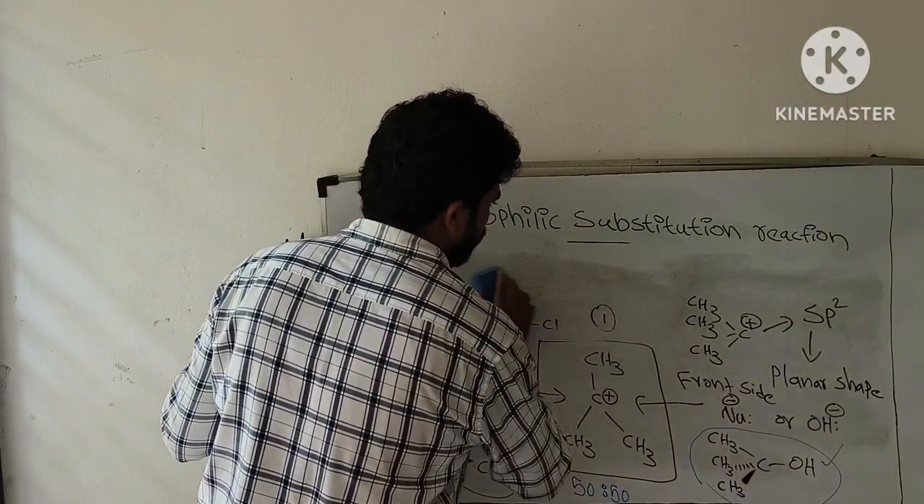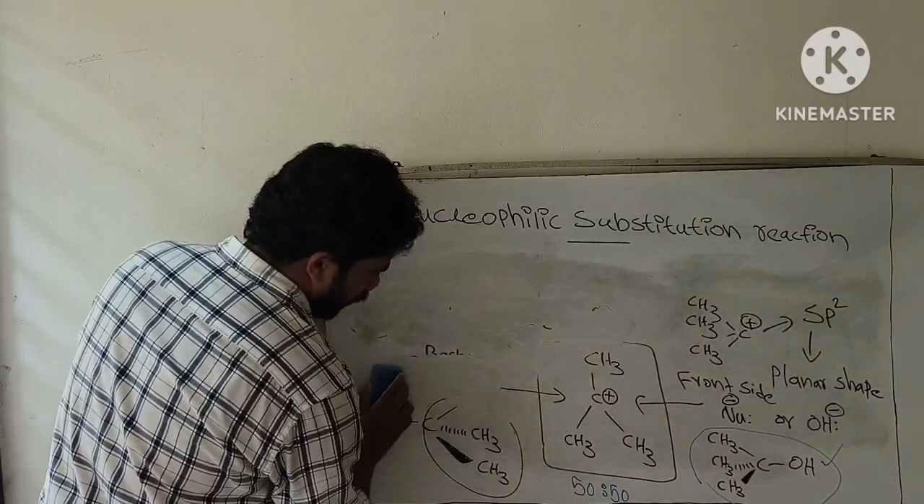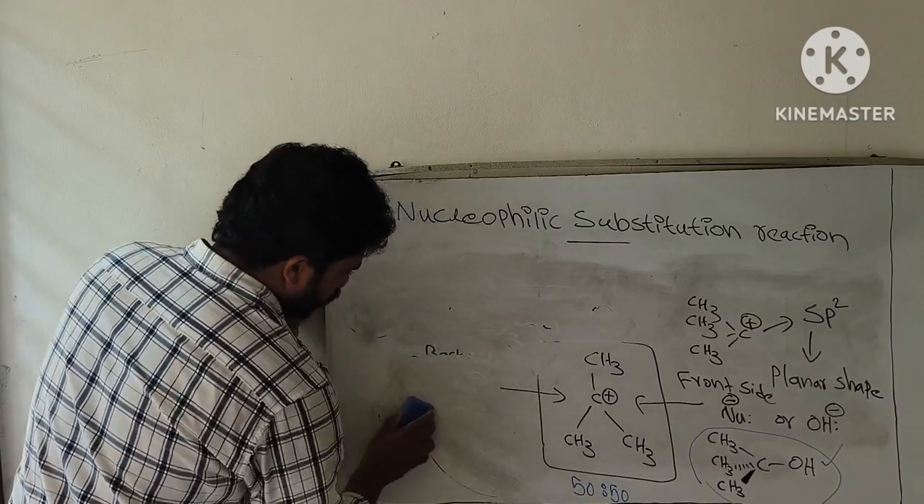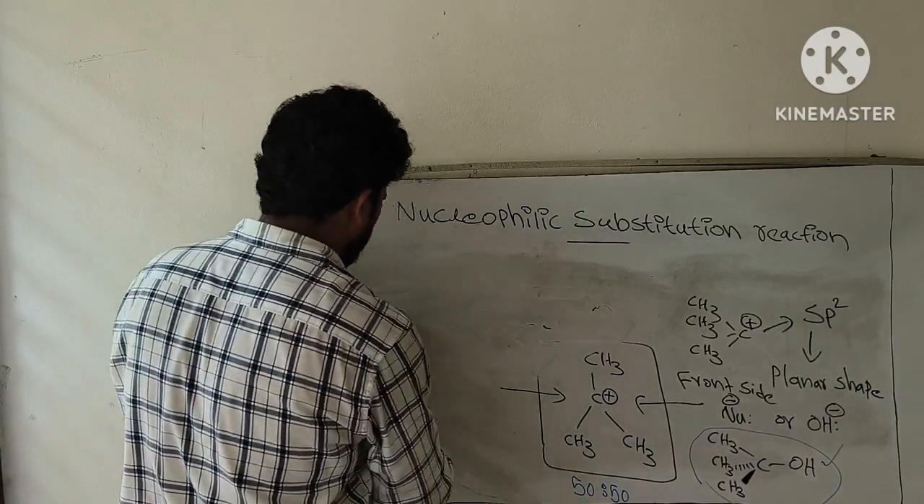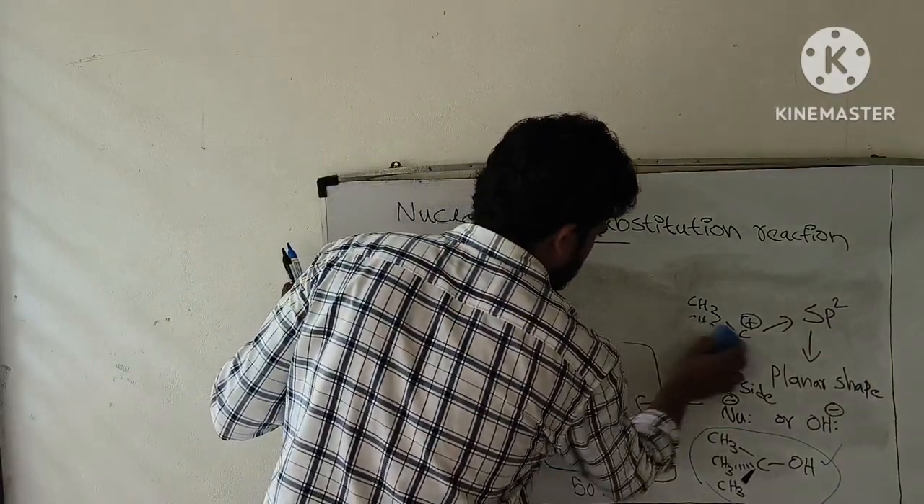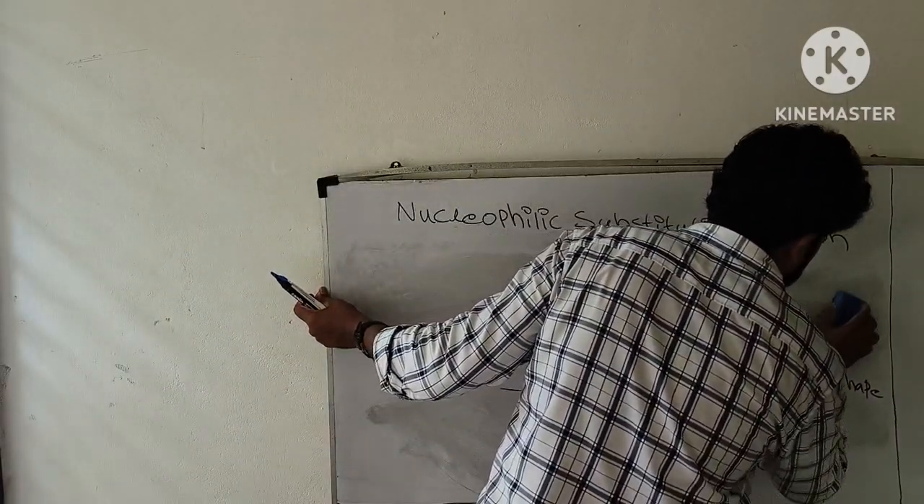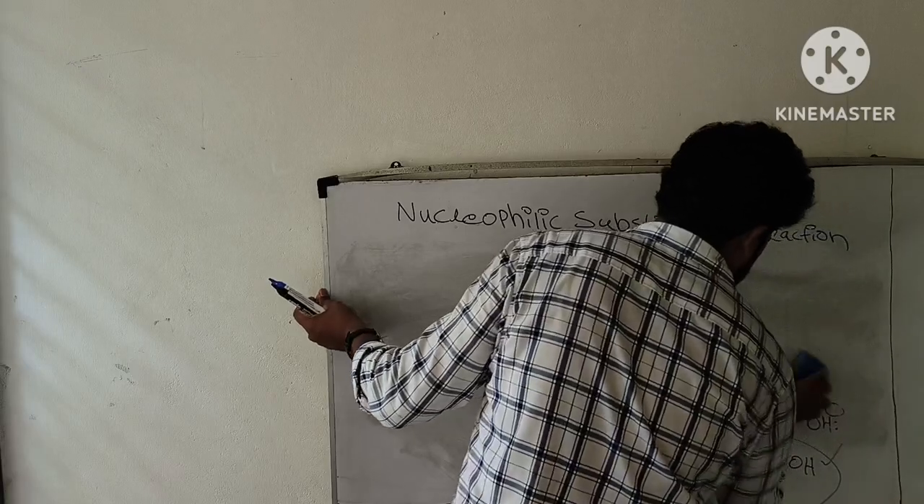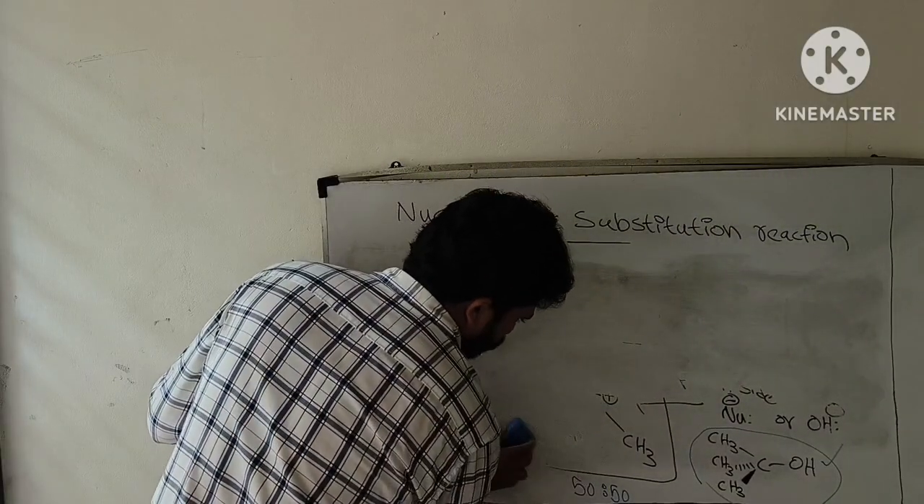The tertiary butyl chloride containing carbon is not chiral. That's why I would like to take one more example for the same SN1 reaction stereochemistry explanation. So please wait.